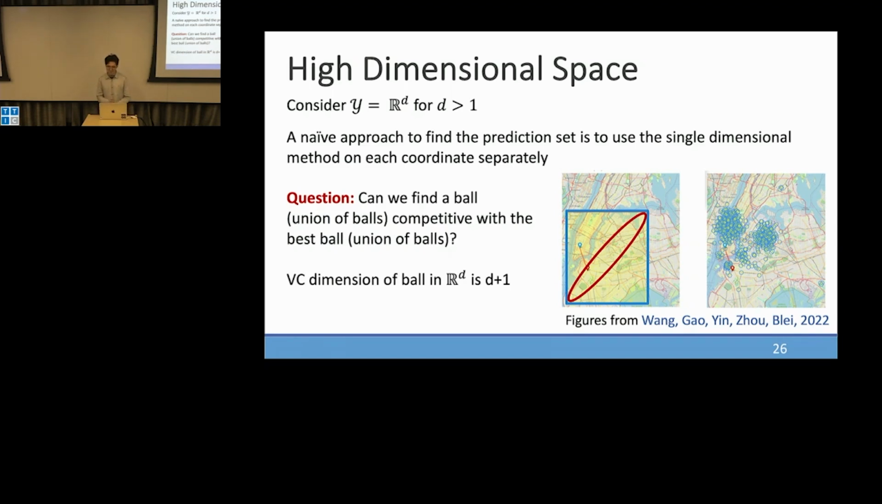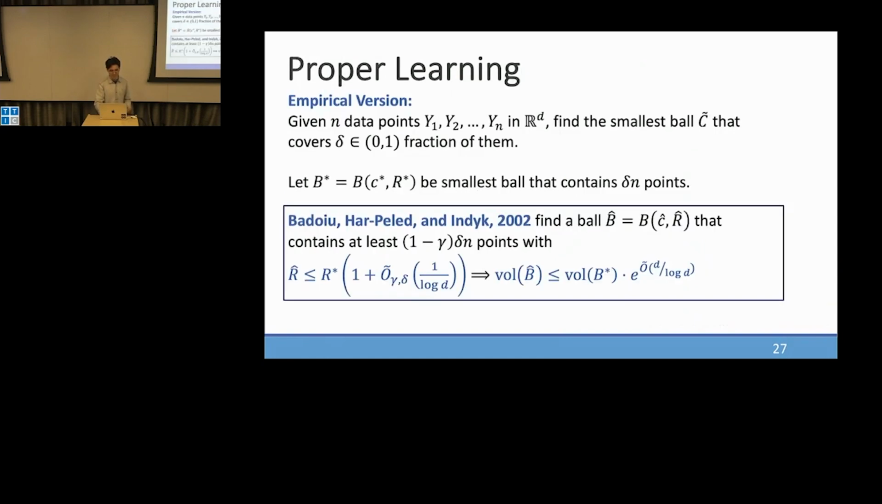And in practice, Blay and his students have already tried to output a union of balls to cover the dense regions. And now our question is, can we find a ball or union of balls that's competitive with the best ball or union of balls to cover probability mass in high-dimensional space? And why do we pick balls? One reason is that a ball is the most natural shape in high-dimensional space, and also the VC dimension of balls is bounded by d+1. So you will have a generalization bound for the balls.